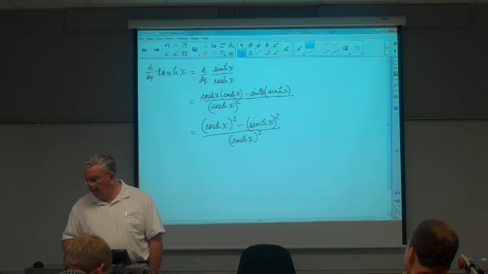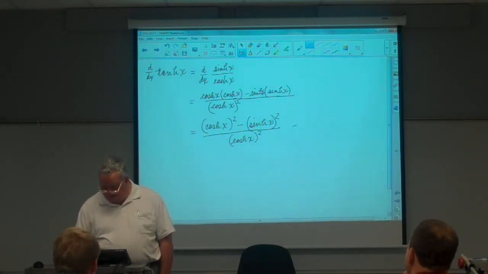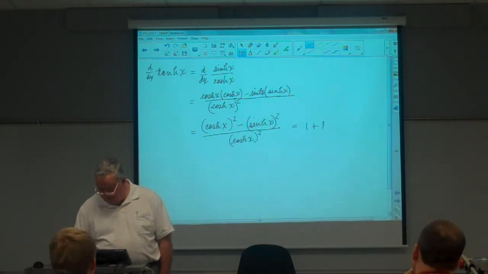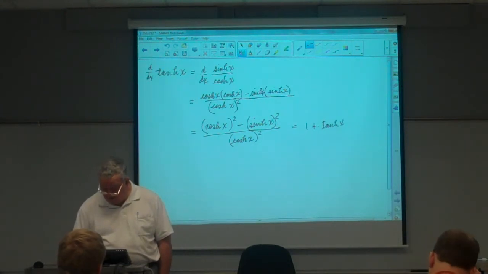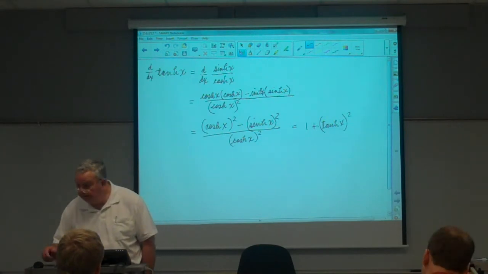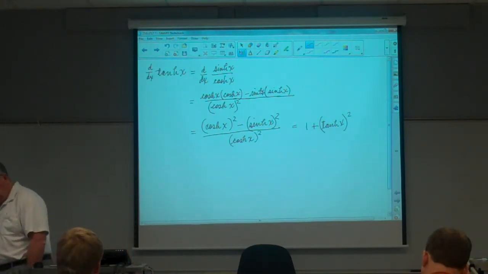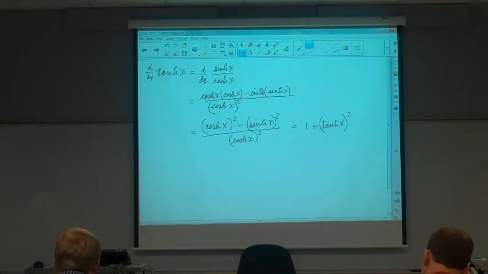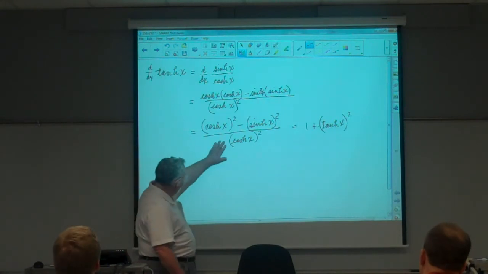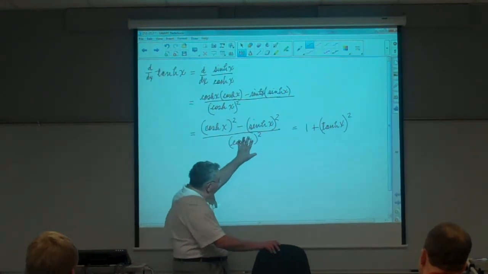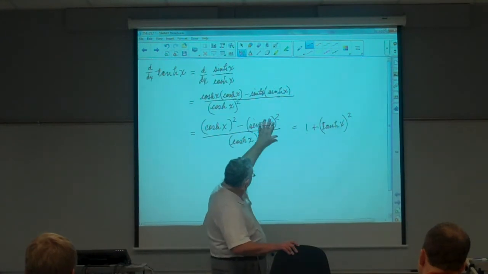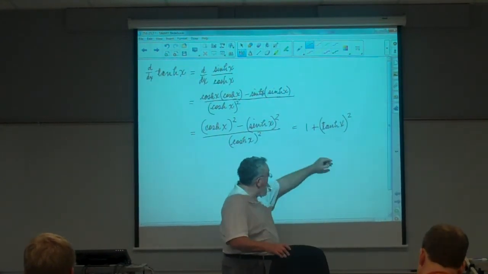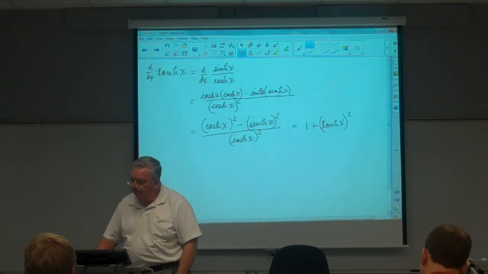Now, let's just play around a little bit. It looks to me like what I have is 1 plus hyperbolic tangent of x squared. What do you think? What I did is I divided this by this, and what did I get? 1. Then I divided this by this, and I got 1, and that should be a negative.